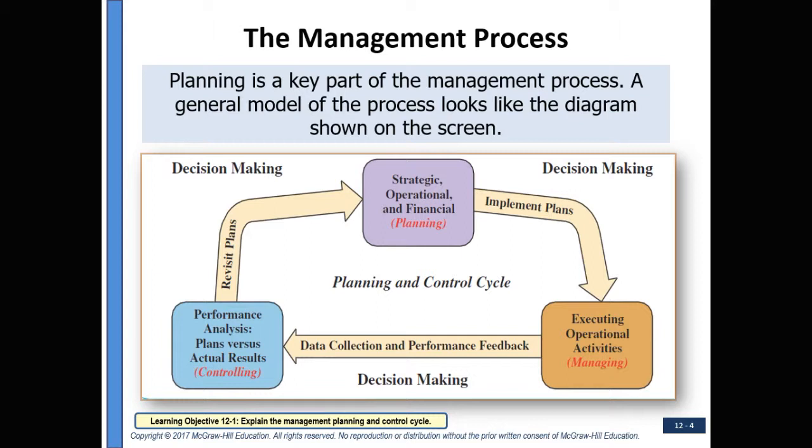This model suggests that control is achieved through feedback. Actual results are compared to planned results. If a difference exists between the two, then either the plan or the actions, or perhaps both, are then changed. Management decision-making occurs in each phase of the planning and control cycle, using information provided by the accounting information system in an effort to continuously improve organizational performance.